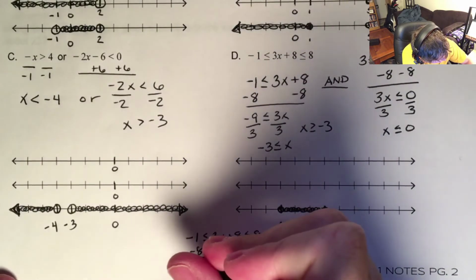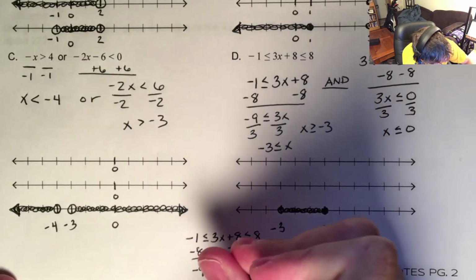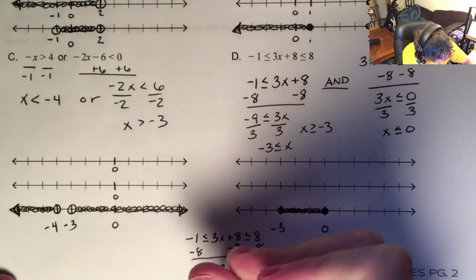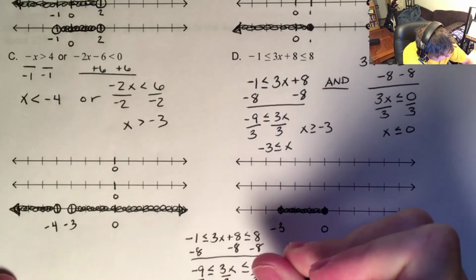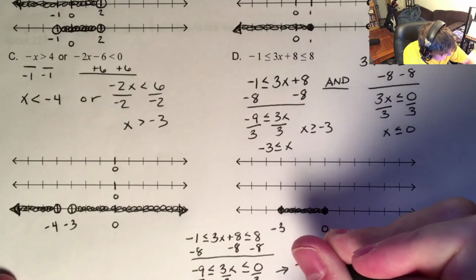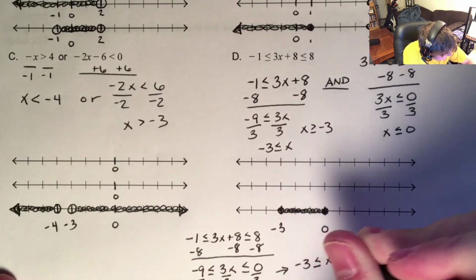Okay, and so then that's -9 is less than or equal to 3x, which is less than or equal to 0. Then again, I'm going to divide by 3, but I have to divide all parts by 3. So this would be -3 is less than or equal to x, which is less than or equal to 0.